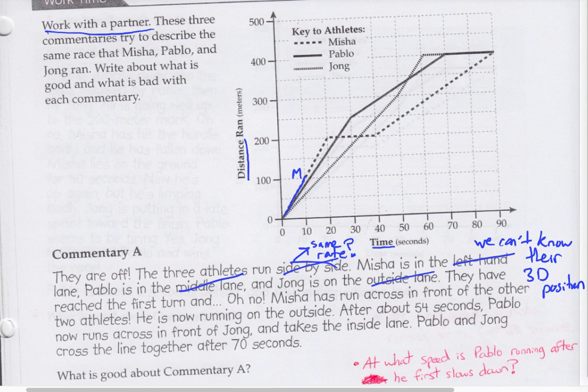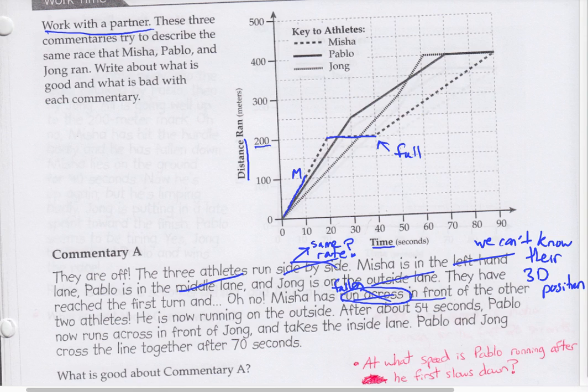It says they have reached the first turn, and oh no, Misha runs across in front of the other two. That must be talking about this part right here. Let's think about what's happening. The distance is staying fixed at this 200 number for about 20 seconds. To me, that says that Misha fell. She's not moving for a time, and she was in the lead, I guess, but not after that. So run across? No way, Misha has fallen.